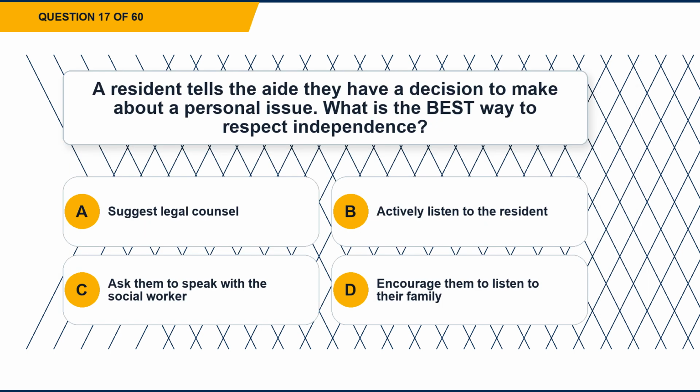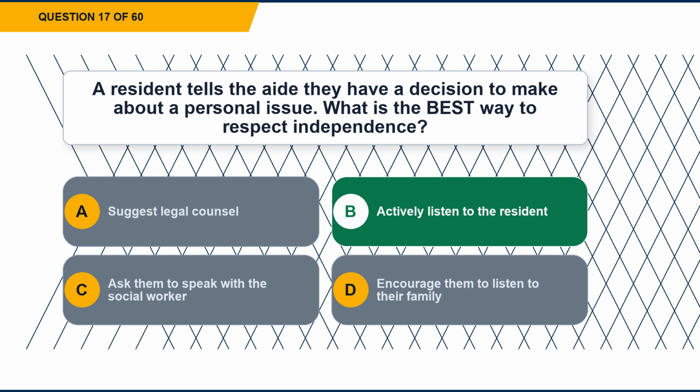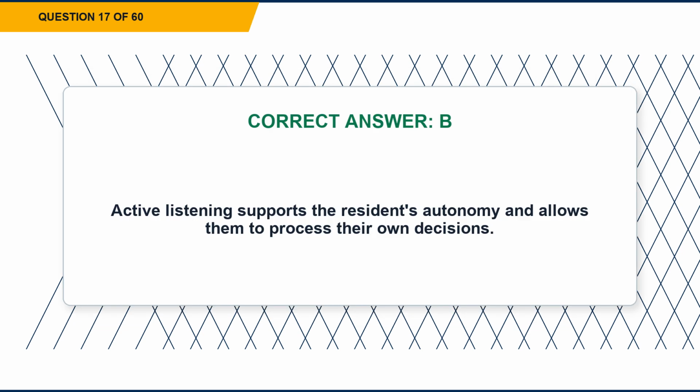Question 17. A resident tells the aide they have a decision to make about a personal issue. What is the best way to respect independence? Option A. Suggest legal counsel. Option B. Actively listen to the resident. Option C. Ask them to speak with the social worker. Option D. Encourage them to listen to their family. The correct answer is option B. Actively listen to the resident. Explanation. Active listening supports the resident's autonomy and allows them to process their own decisions.